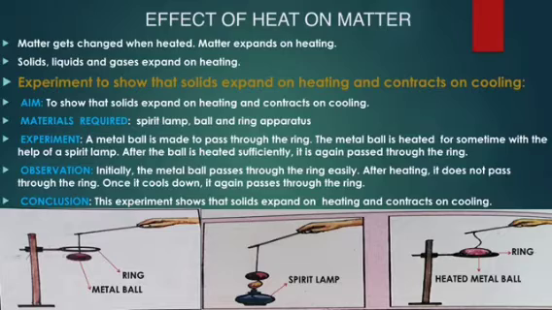The metal ball is heated for some time with the help of a spirit lamp. Look at the second picture. You can see that the metal ball is heated with the help of a spirit lamp. After the ball is heated sufficiently, it is again passed through the ring. Now in the third picture, you can see that the heated metal ball is passed through the ring, but the ball doesn't go inside the ring because it is heated. So it does not go inside the ring.